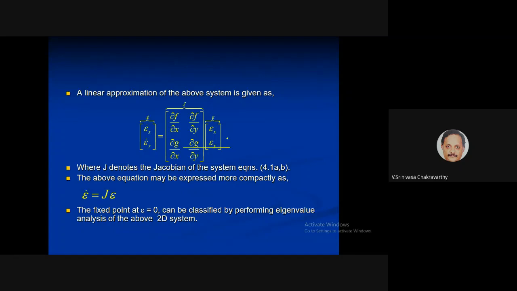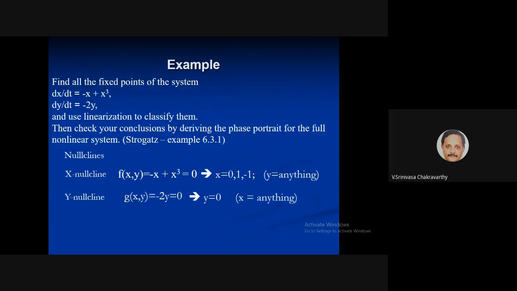And once you have it, therefore you have epsilon dot equal to J epsilon. So this is the approximation. The fixed point now is at epsilon equal to 0, just like the previous case where the fixed point is at x equal to 0. Here we have the fixed point at epsilon equal to 0. So now we need to analyze this. So what happens?